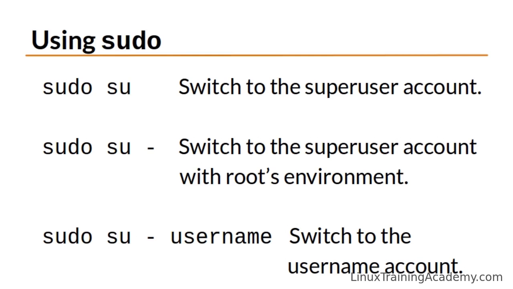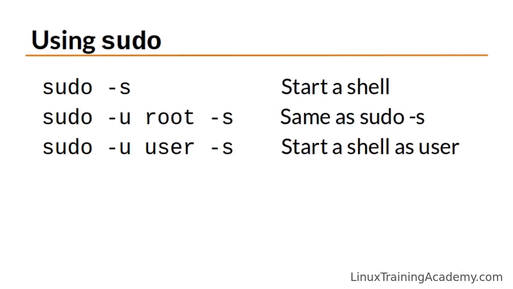You can use sudo space su to switch to the superuser account. If you use sudo space su space dash and hit enter, you get switched to the superuser account with the root's environment. Sudo space su space dash space a username would switch to that username's account with an environment like you would expect to see had you logged in as that user. Another way to switch to another account with sudo is to use the -s option. If you run sudo space -s, that will start a shell as root. You can specify a user with the -u option.